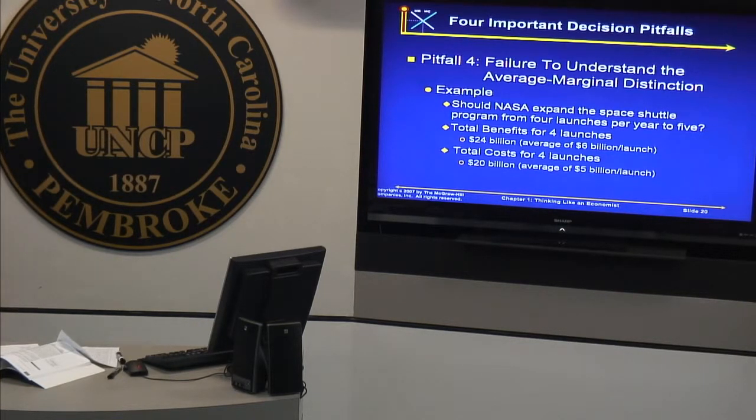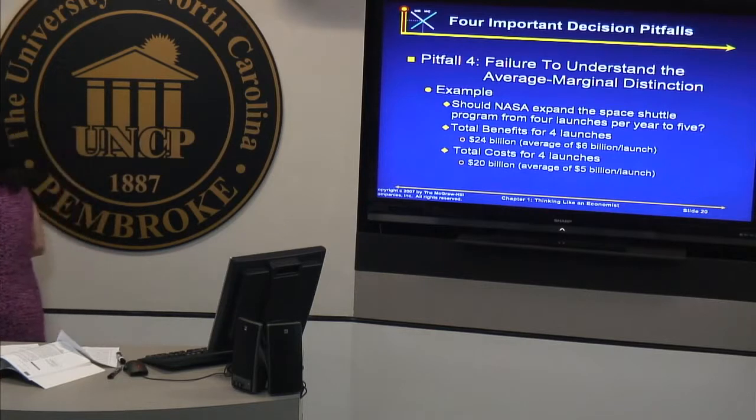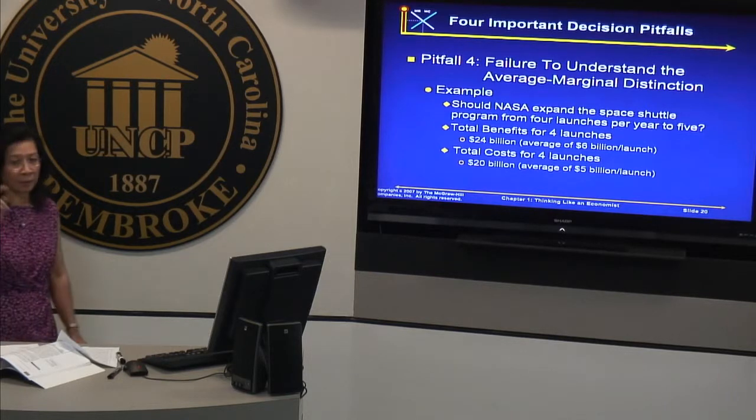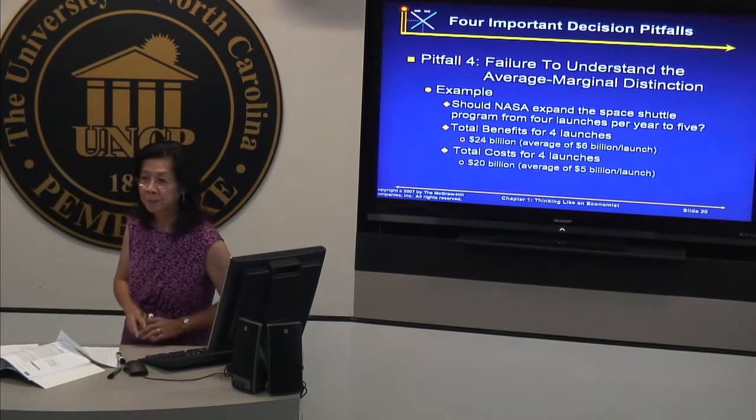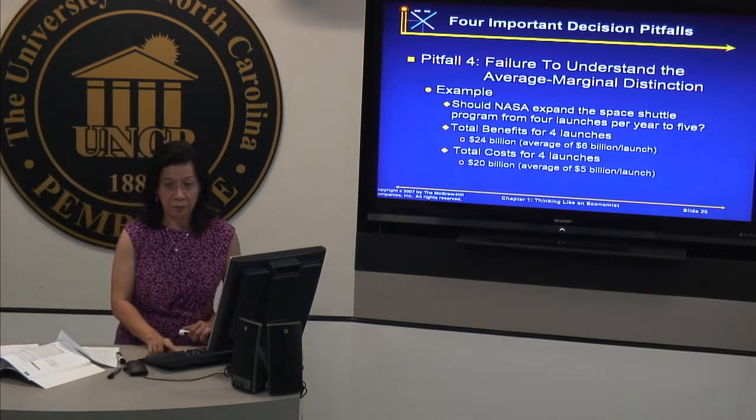It's called equilibrium. Okay, now total benefit for 4 launches in this example is 24 billion. So the average benefit will be 6 billion per launch. How do you get 6? Anybody? 6 is the average. So you take total benefit, which is 24 billion, divided by the quantity, which is 4, and that's how you get 6. So everybody got that? Second part, the total cost for 4 launches. So your average cost will be, again, taking 20 billion, the total cost for 4 launches, divided by 4. You get 5 billion per launch.